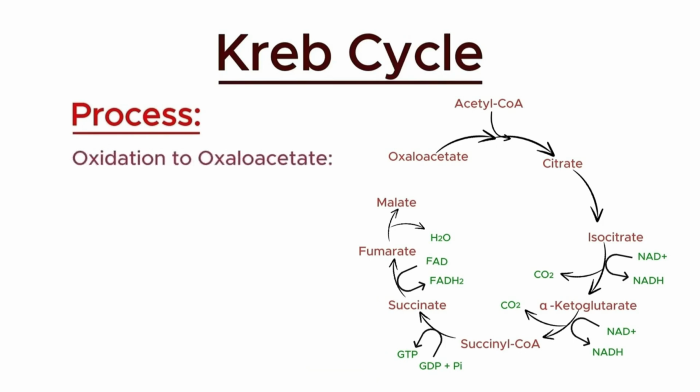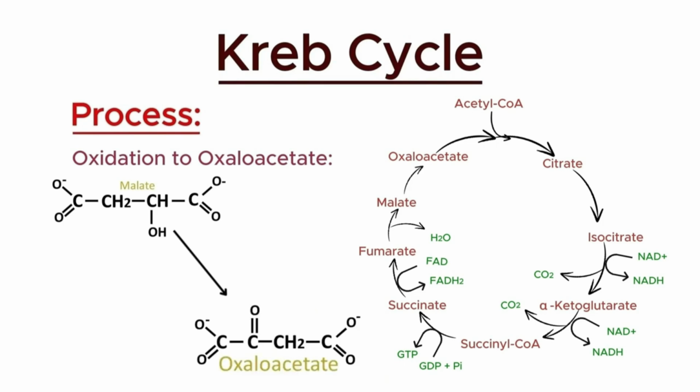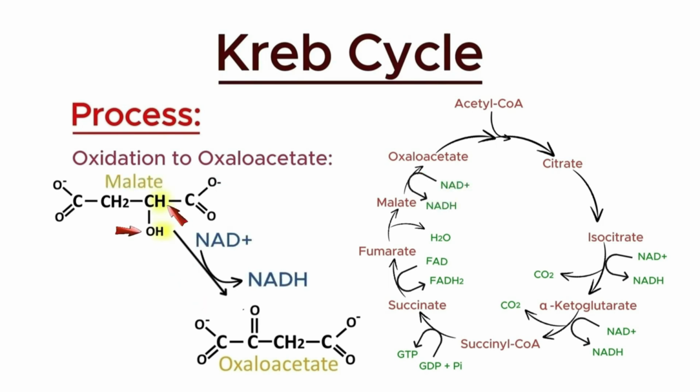In the eighth and final step of the Krebs cycle, malate is oxidized to regenerate oxaloacetate. This reaction is catalyzed by the enzyme malate dehydrogenase. During this process, malate is oxidized and NAD+ is reduced to NADH. The regeneration of oxaloacetate is crucial as it allows the Krebs cycle to continue by providing the starting molecule that combines with acetyl-CoA in the first step. This step also produces another NADH molecule, which will be used in the electron transport chain to generate ATP.